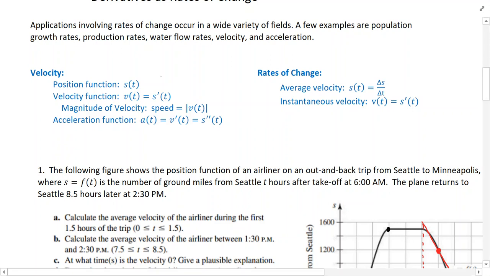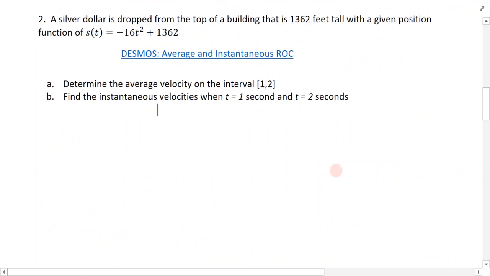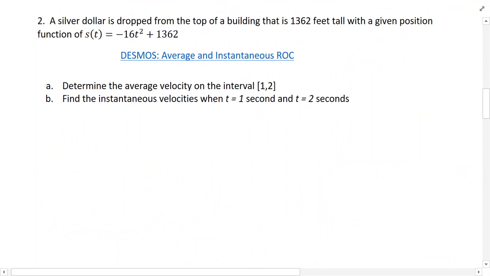So if we have this problem here, it says a silver dollar is dropped from the top of a building that's 1,362 feet tall, and we're given the position function here as s(t) = -16t² + 1362. The first question that we want to look at says determine what the average velocity is on the interval between 1 and 2. So on the interval when time is 1 and 2 seconds.